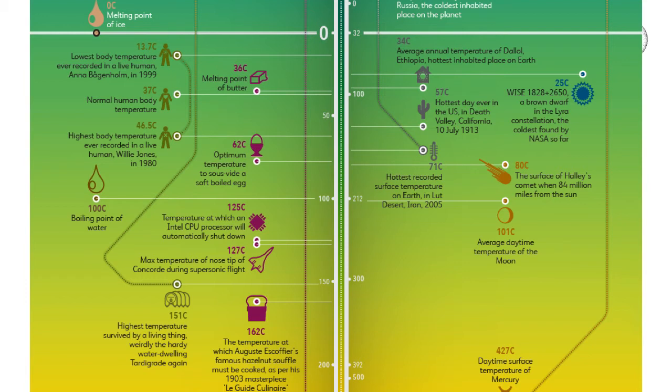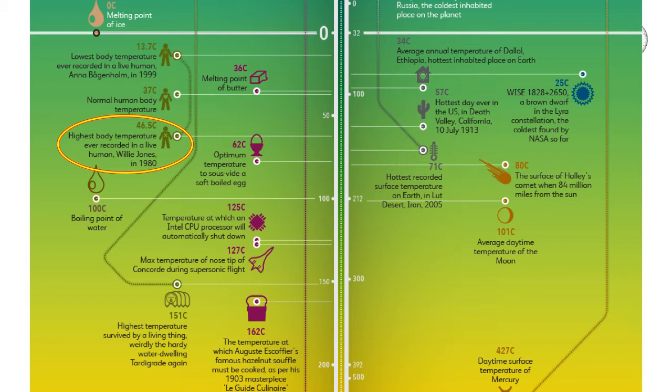So human beings. The lowest recorded body temperature in a person who survived was this lady, Anna Bagenholm, in 1999, and her body temperature went down to around 13.7 Celsius. That's pretty cold, and yet she managed to survive. Lucky lady. The typical body temperature for a human being is about 37 degrees Celsius. That's your core temperature. And then this chap, Willie Jones, supposedly went up to around 46.5 Celsius and survived, which is pretty hot. He's a lucky chap to have survived that.